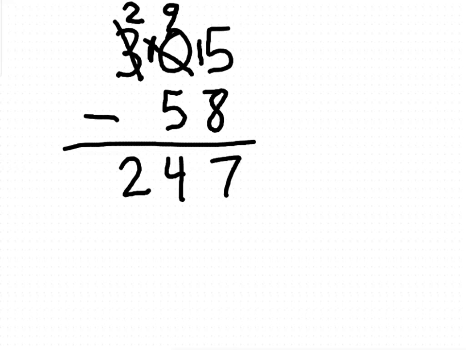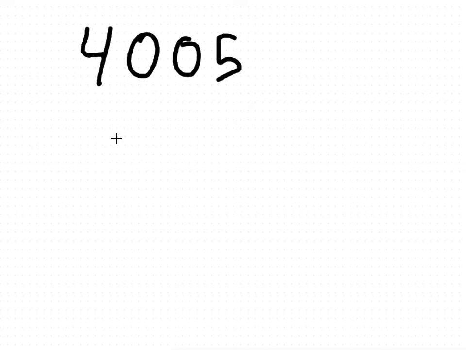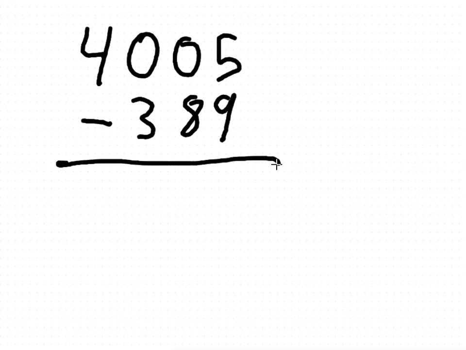Now what if I have more than one 0? What if I have 4005 minus 389? Well, I want to do 5 minus 9, but I can't, so I try to borrow from here. Can't borrow from here, so I try to borrow from here. I can't borrow from here, so I go all the way to here. All right, so I can borrow from here.